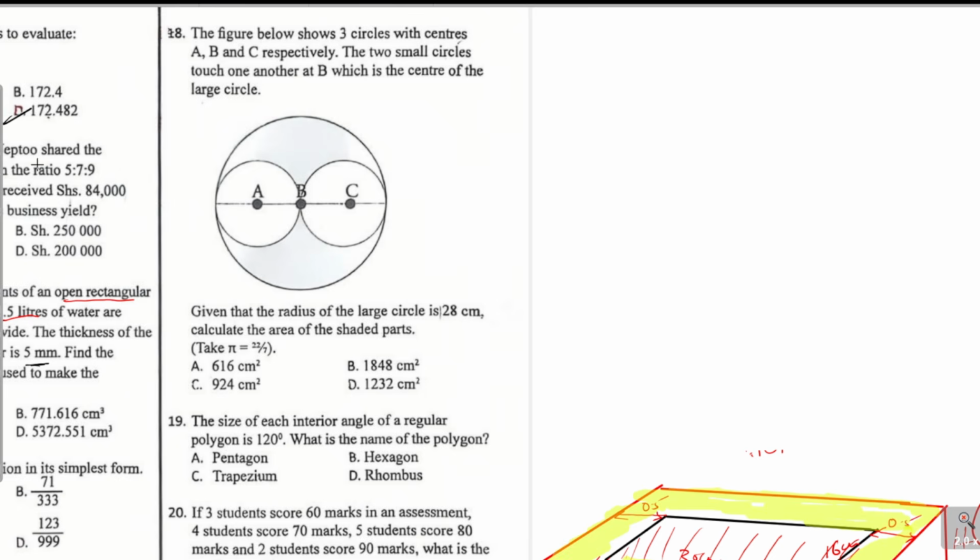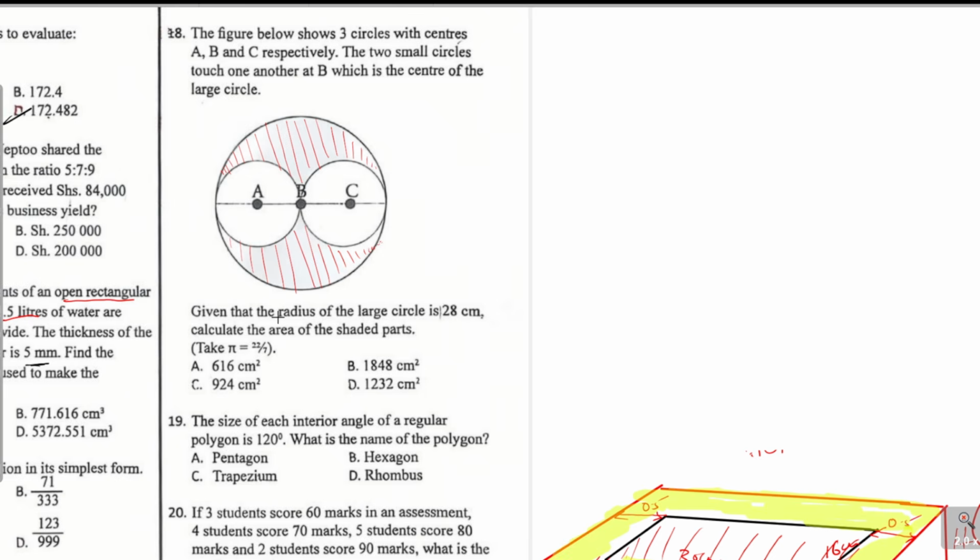Now, the shaded parts are not included. You cannot see them well. So I'll just draw the shaded part, supposed to be like this. So these should be the shaded part. So the whole of that part, and then we have the other one here below. So these are the parts that you need to get. So how do we get these? By simply getting the area of the larger circle, and then we subtract the area of the small circles.